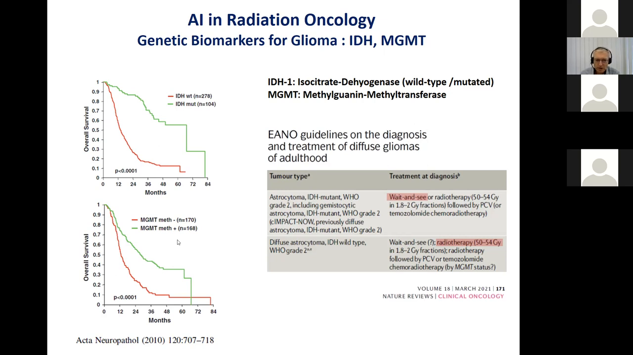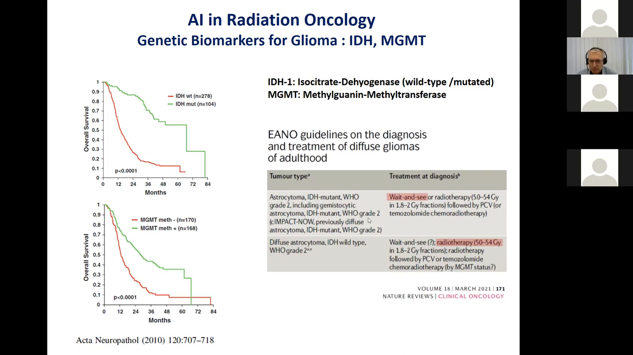And there's another marker which is called methylguanine methyltransferase. And this is a predictive marker. It predicts the response to one certain type of chemotherapy and also to radiotherapy. So if this enzyme is suppressed, which means that the promoter is methylated, then you have a good prognosis. Otherwise, your prognosis is bad. But you have to have a tissue sample for this kind of analysis. And also the treatment recommendations for this type of tumors are based on the genetic biomarkers.